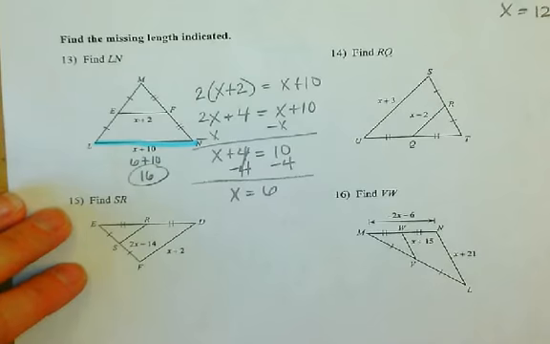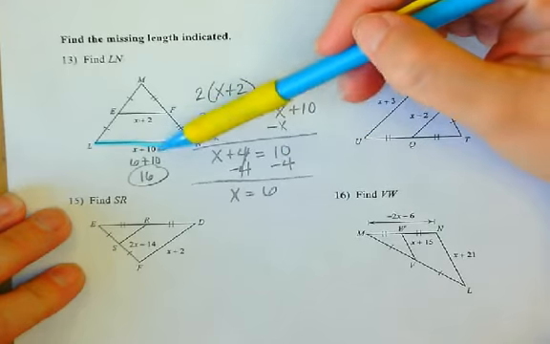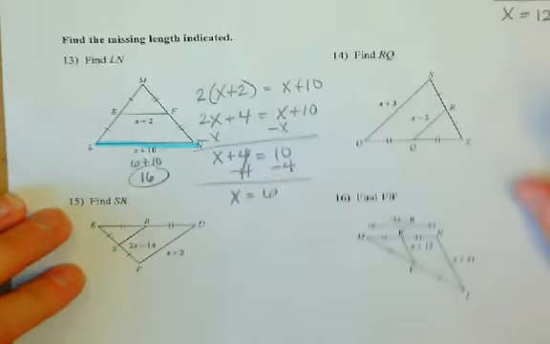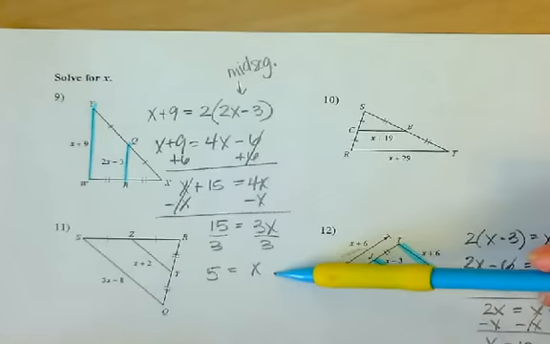You need to make sure that you read your directions and make sure you're solving for what you need. This asks for LN, so I had to plug x into the equation for LN in order to solve. When you have ones like at the top where you're just solving for x, you can stop there.